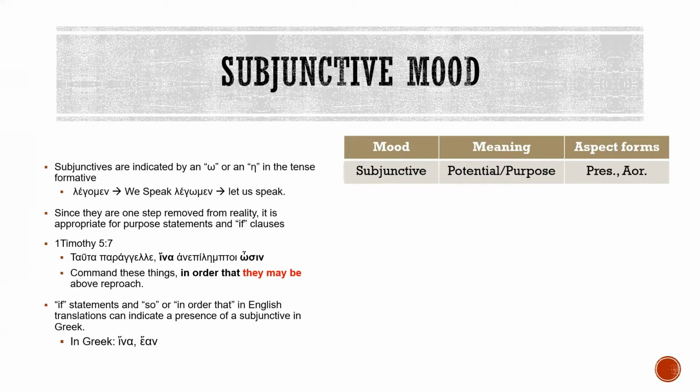Hina, which you see in this text, and ean, which correspond respectively to "in order that" and "if," indicate a presence of a subjunctive verb in that Greek text.